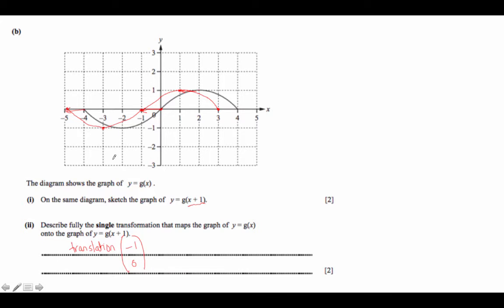If you haven't covered translation, a lot of people said something like subtract 1 from all x coordinates. That would have been fine. Or shift the graph 1 unit to the left, something like that. If you haven't covered translation, we will be doing it in the next few months, so don't worry.